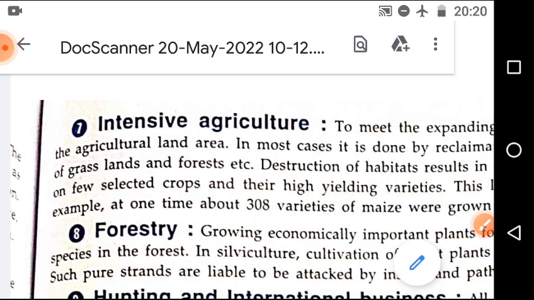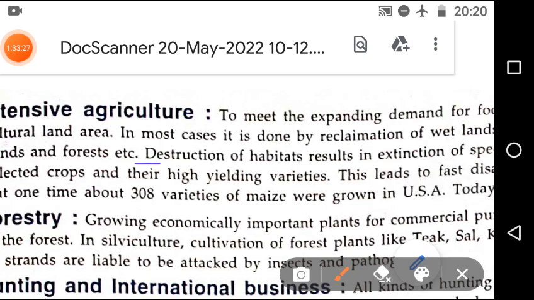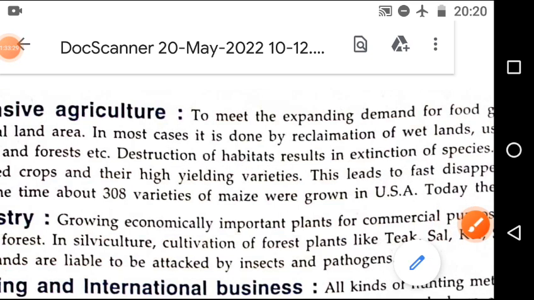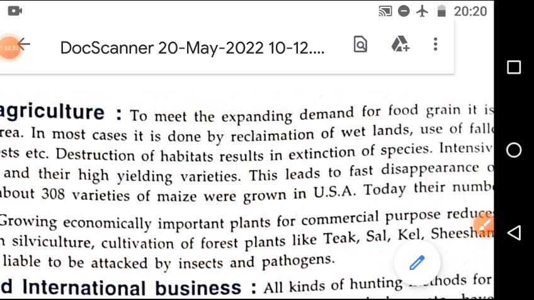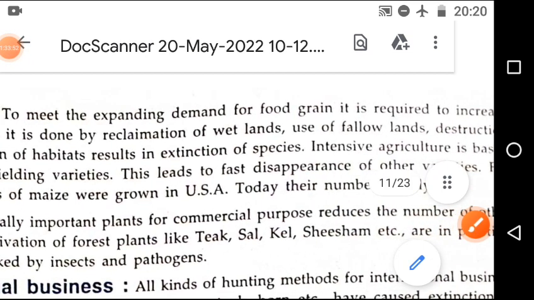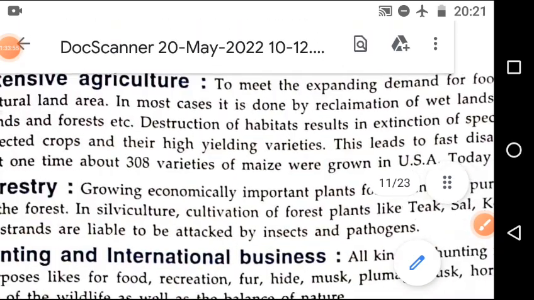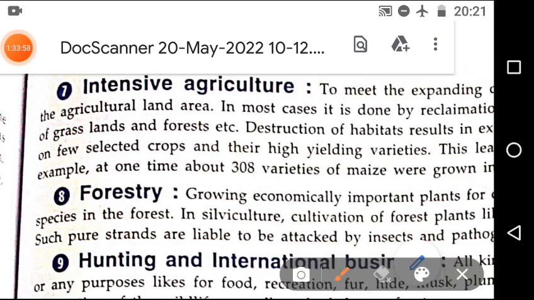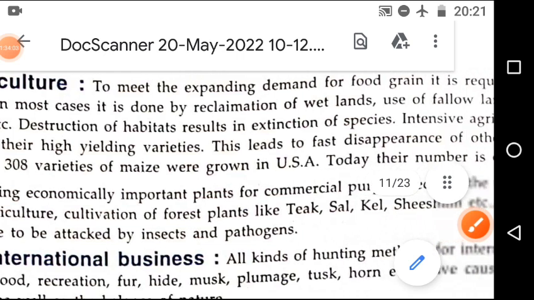Now due to this there is destruction of habitats, and that leads to extinction of species, because on wetlands there is a different type of ecosystem, and we are removing and damaging their ecosystem. Not only that, we are also removing the forest, and the ecosystem in that forest is also getting hampered, and this leads to disappearance of other varieties of species. For example, it has been stated that at one time about 308 varieties of maize were grown in the USA. Today their number is only 12.